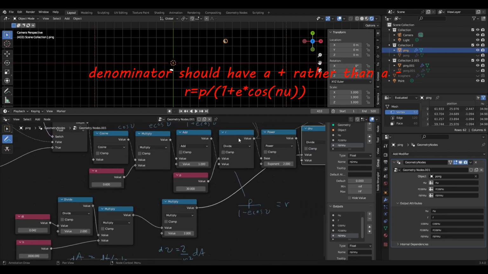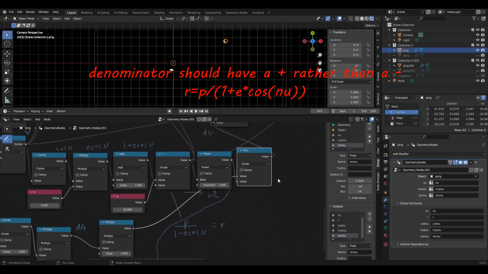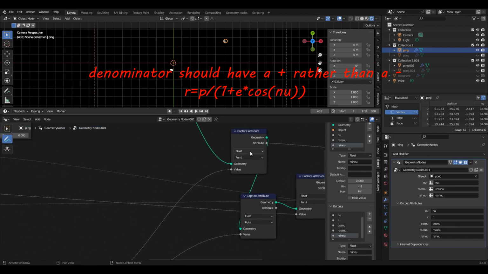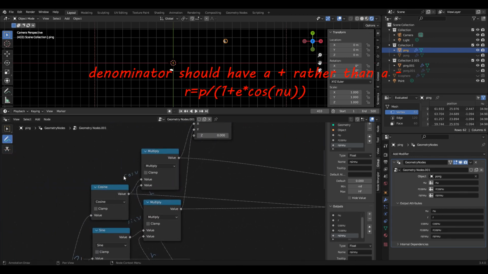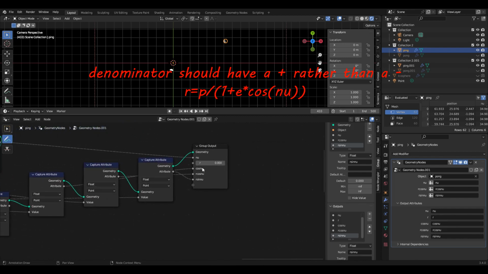So here I'm taking r, that's where I got r, take it to the power of 2, and then that goes into a division where I've already calculated 2 times dA. So then you get 2 times dA divided by r squared. And that's delta nu, that gets added to the nu from the switch, and then that goes into a capture attribute and then into the output. And here, that's where I'm getting the r cosine nu and r sine nu. And they're both going into capture attributes as well and going into the output.